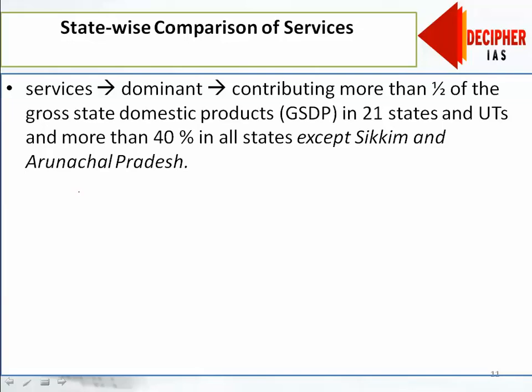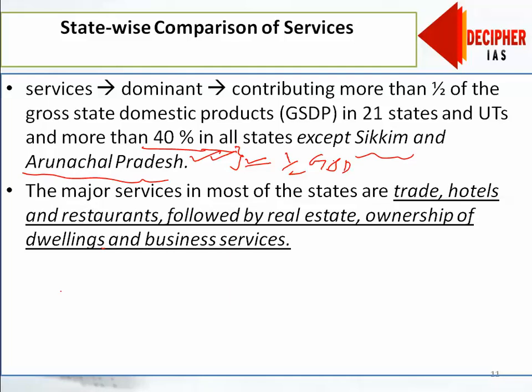Out of the total 33 states and UTs, 21 have services as dominant in the gross state domestic product, and they are more than 40% in almost all states except Sikkim and Arunachal Pradesh. You should remember that. At least 40% in all states except Sikkim and Arunachal Pradesh, and more than half of gross state domestic product in 21 states and UTs. Now, the major services in most of the cases are trade, hotels and restaurants, followed by real estate, ownership of dwellings and business services.